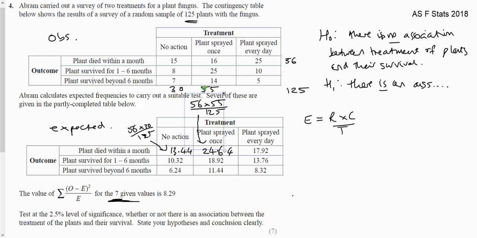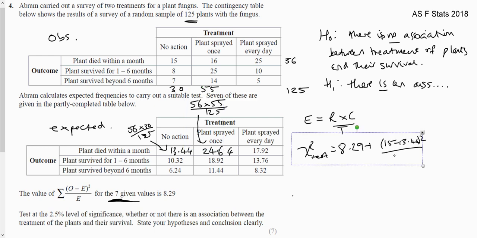Now they'd already done the sum of the observed minus the expected, squared, over expected for the 7 values they've given us. So our chi-squared test statistic is the number they've given us plus the other 2 values. So 15 minus 13.44 squared over the expected, plus the other one. Okay, and if we work that out, we get 11.5 to 3 significant figures.